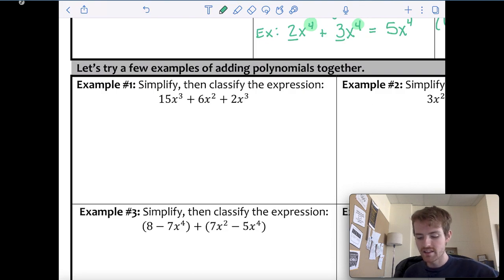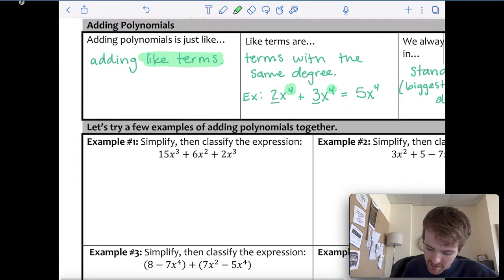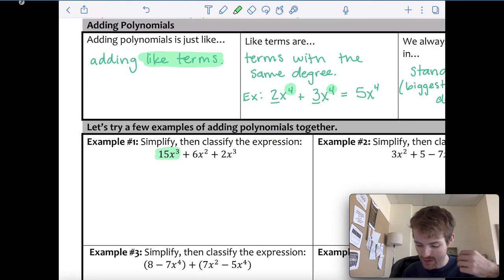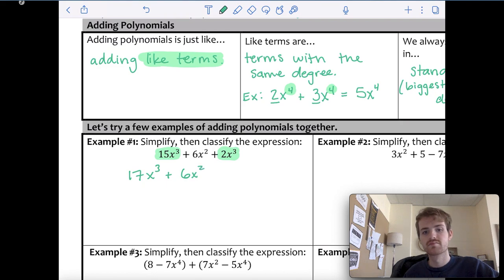Okay, in example 1, the question is, do we have any like terms? Well, here I see this 15x to the third. That has a degree of 3. I also see this 2x to the third. It has the same degree. So I can combine those together. I can add those terms, giving me 17x to the third plus 6x squared. I just left the 6x squared as is because there's nothing else to combine it to. So this is your final answer.